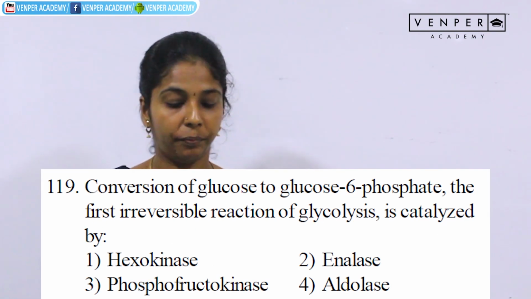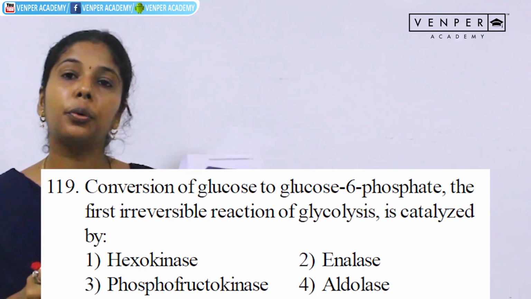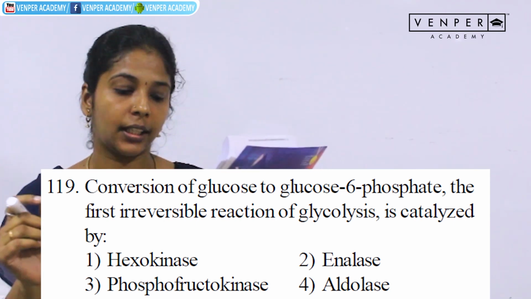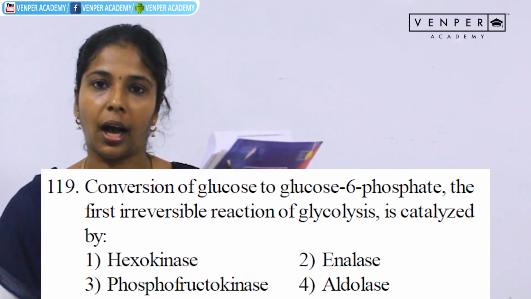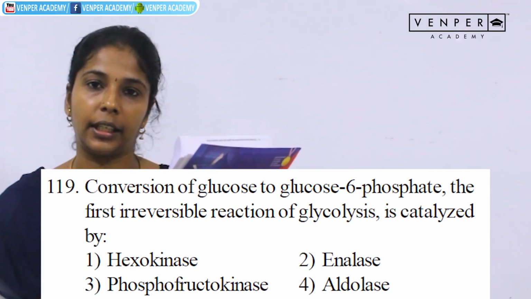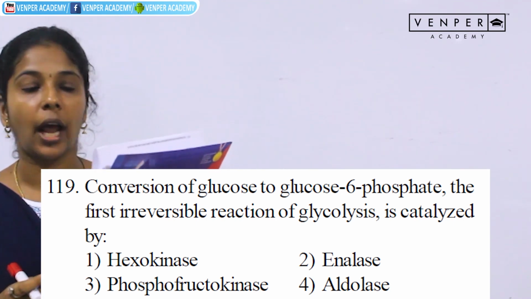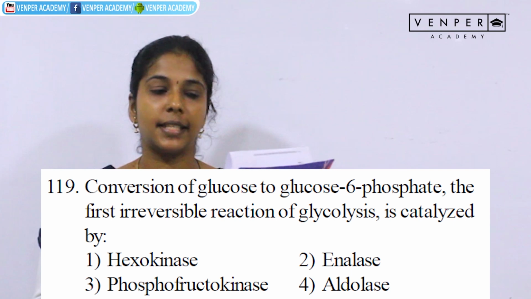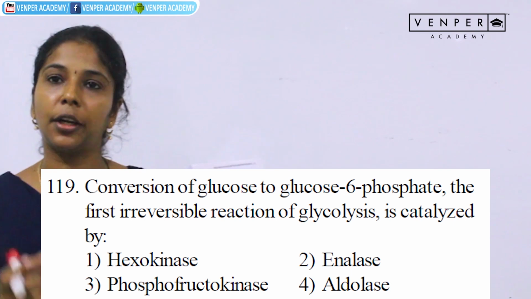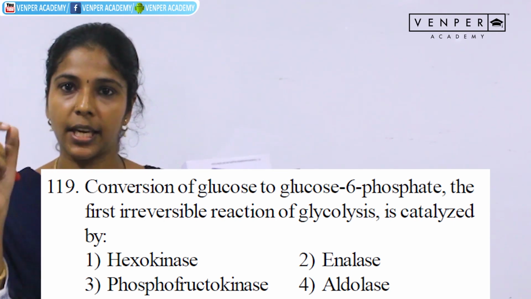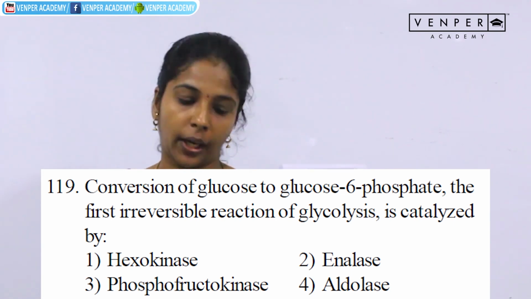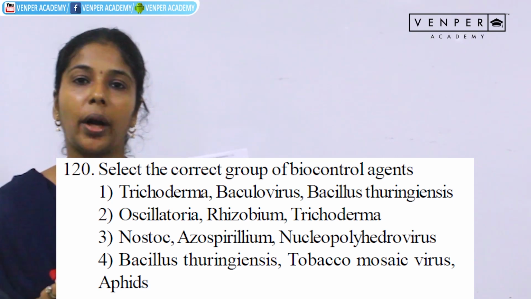Question number 119. Conversion of glucose to glucose 6-phosphate, the first irreversible reaction of glycolysis, is catalyzed by which enzyme? The options are option 1 hexokinase, option 2 enolase, option 3 phosphofructokinase, option 4 aldolase. The correct answer is hexokinase. Glucose and fructose are phosphorylated to give rise to glucose 6-phosphate, which is done by the enzyme hexokinase. So the correct answer is option number 1. Next, question number 120.